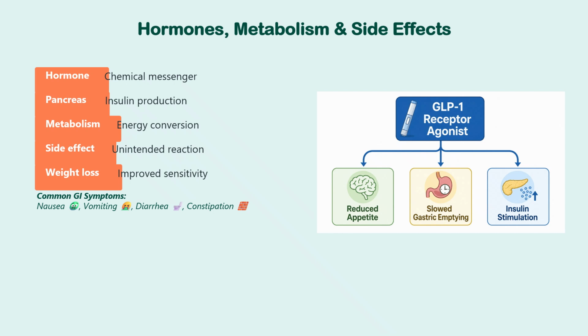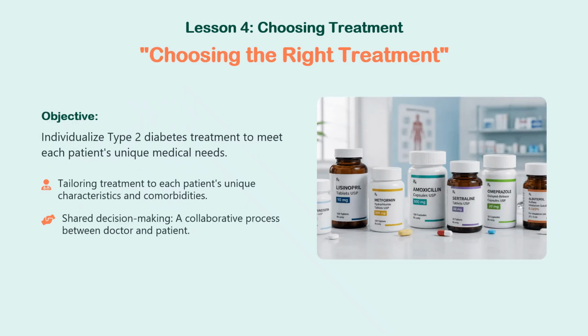Communicative sentences for daily practice. Fatigue is a common symptom of diabetes. Insulin is a hormone produced by the pancreas. Mild nausea is a common side effect of GLP-1 receptor agonists.